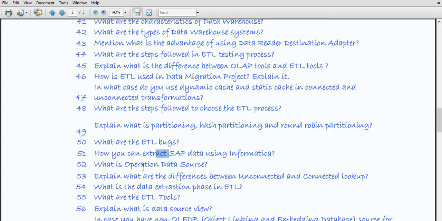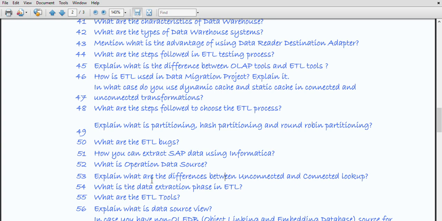Then, what is an operational data source? ODS stands for Operational Data Source, right? This ODS works between the staging area and the data warehouse. The data in the ODS will be at the level of granularity.